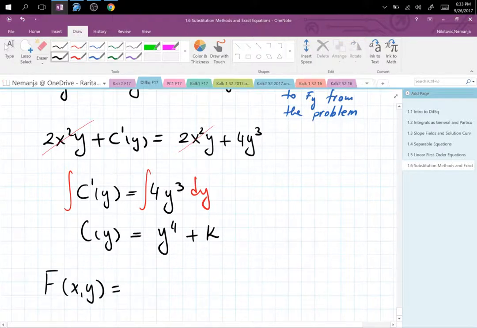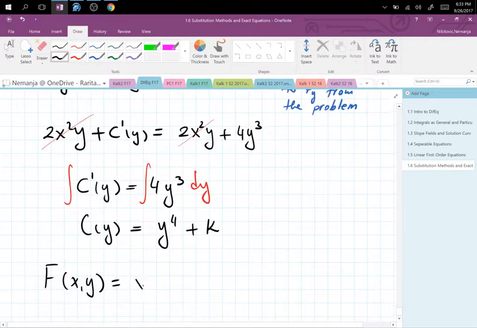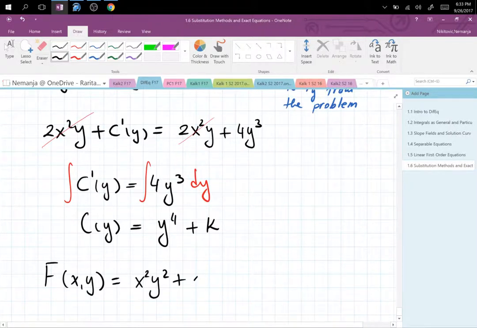So f of x, the solution is, go back to the previous one, x squared y squared, plus x cubed, plus y to the 4th, plus some constant k. This is the answer to the problem, to the differential equation. This is a solution equal to 0, and you can go and do the implicit differentiation and whatever other magic you need to actually plug into the original problem and see if it holds.